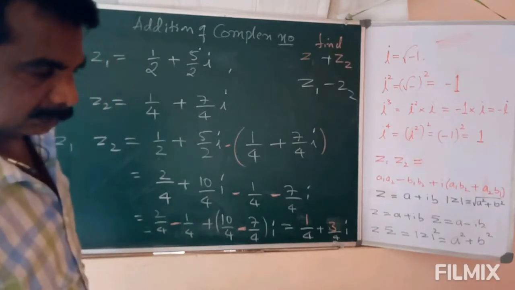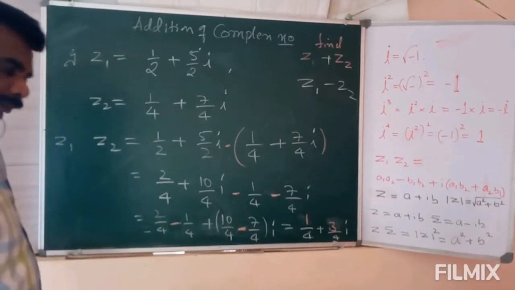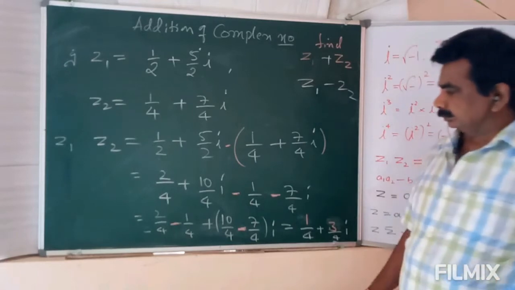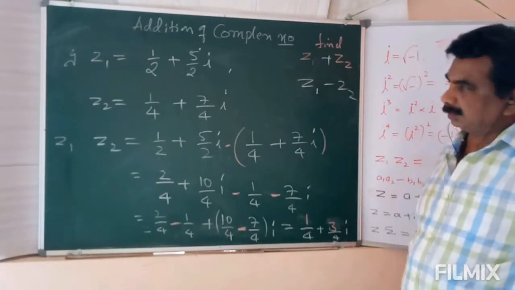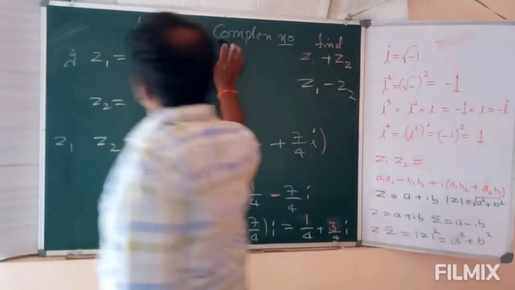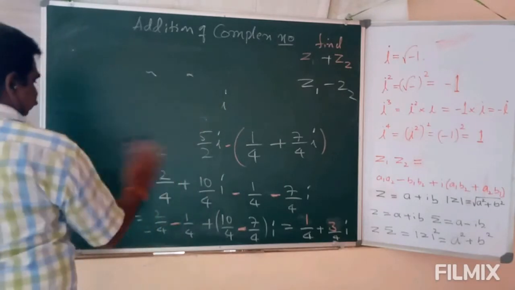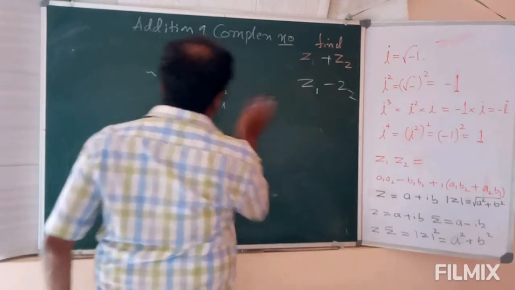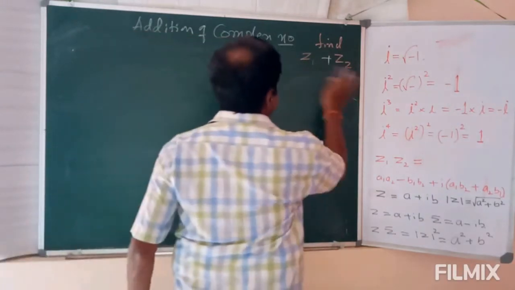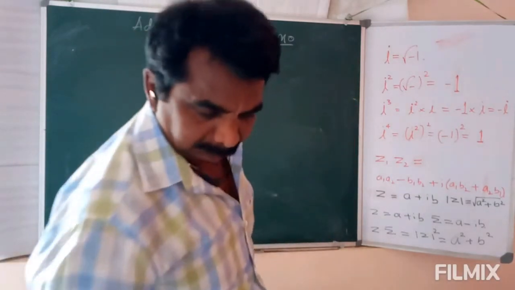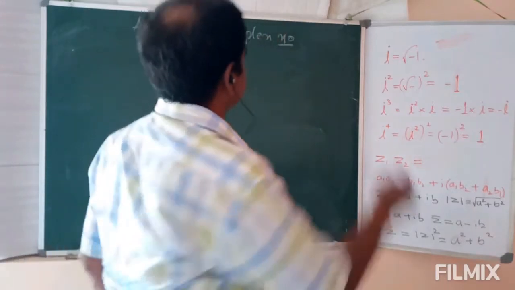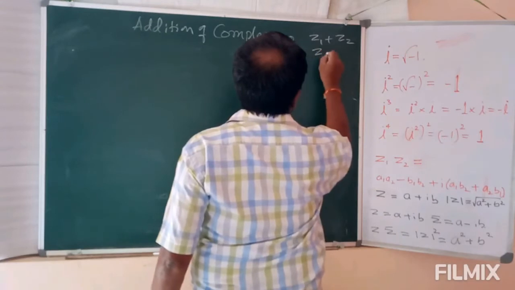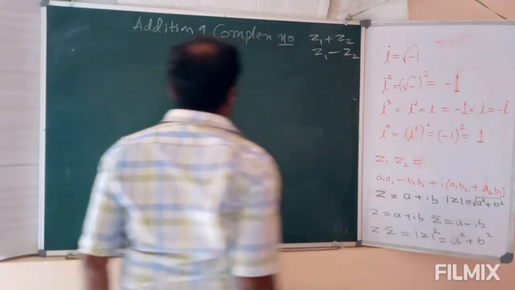Okay, I am telling you. Understand? Write it quick. Find Z1 plus Z2 or Z1 minus Z2. Both are Z1 plus Z2 and Z1 minus Z2.